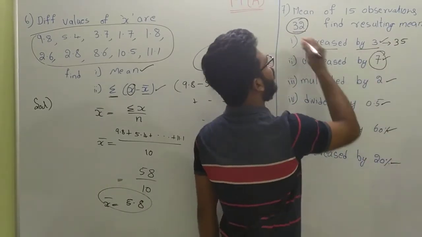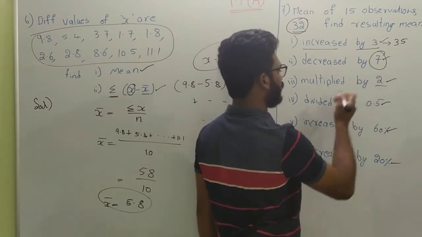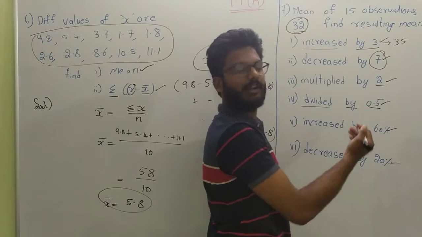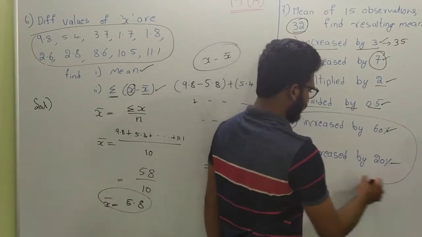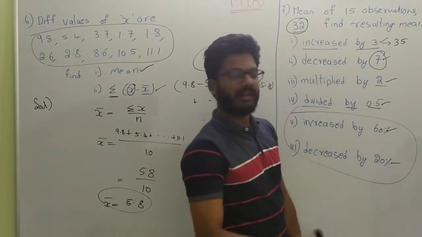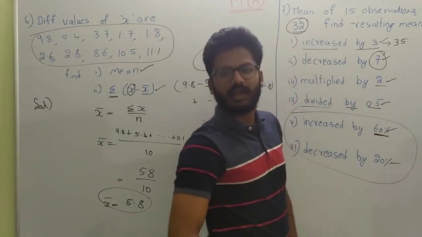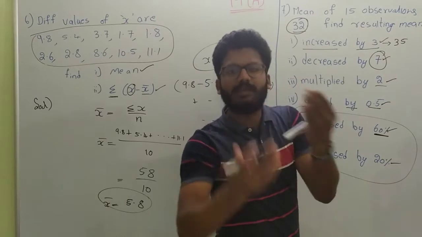Next, here 32 minus 7. Next 32 into 2. Then 32 divided by 0.5. Now see here these two questions. Here they give it in percentage. Each observation is increased by 60%. Then the mean also will increase by 60%.